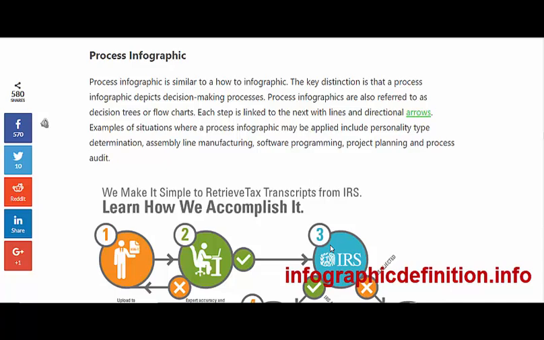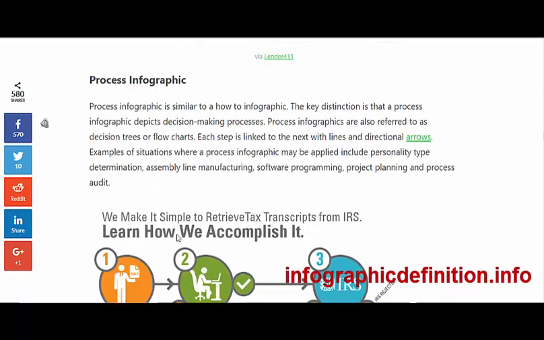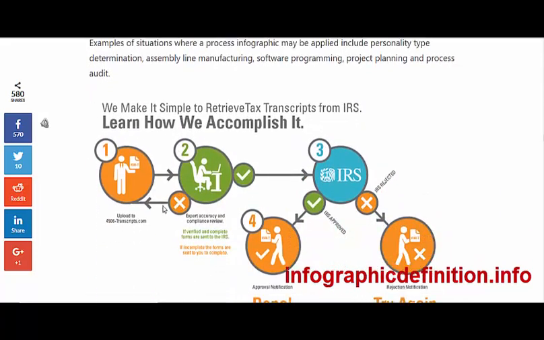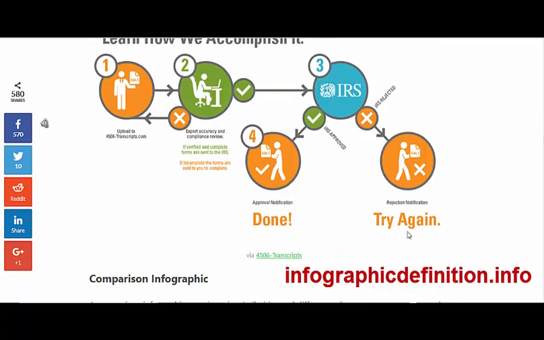Examples of situations where a process infographic may be applied include personality type determination, assembly line manufacturing, software programming, project planning, and process audit. So here we go. Process infographic. The process is simple, 1, 2, 3 steps. So this one focuses on how simple it is to retrieve tax transcripts from the IRS, then how we accomplish it.